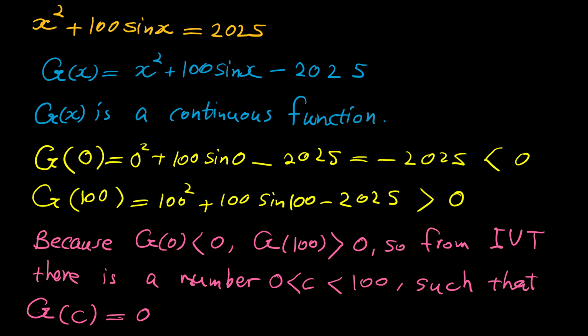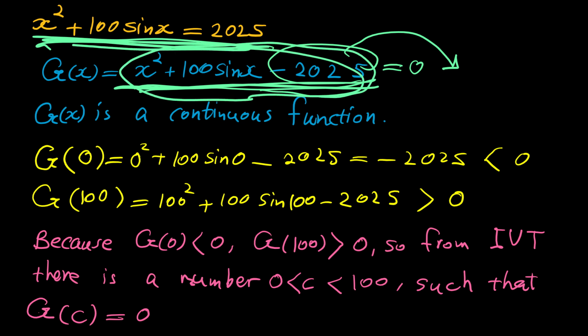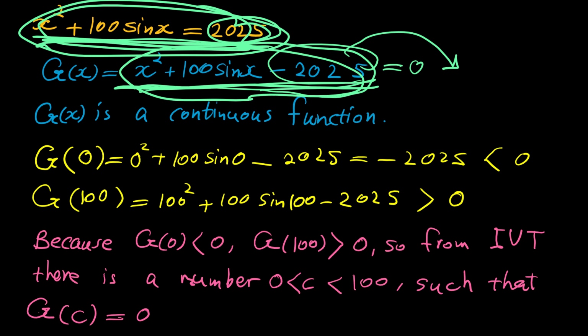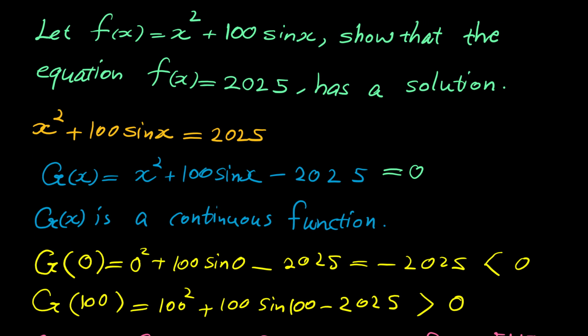So now we know that this equation somewhere between 0 and 100 equals 0. When it equals 0, if we move this to the right, then this means that this original equation has a solution. Because now we know that this has a solution. But this is exactly this original equation, just we move this to the left. And this completes the proof that this equation, f of x equals 2025, has a solution.